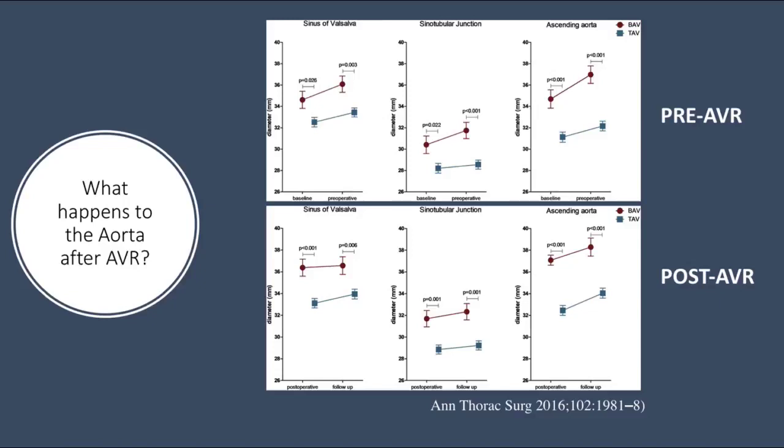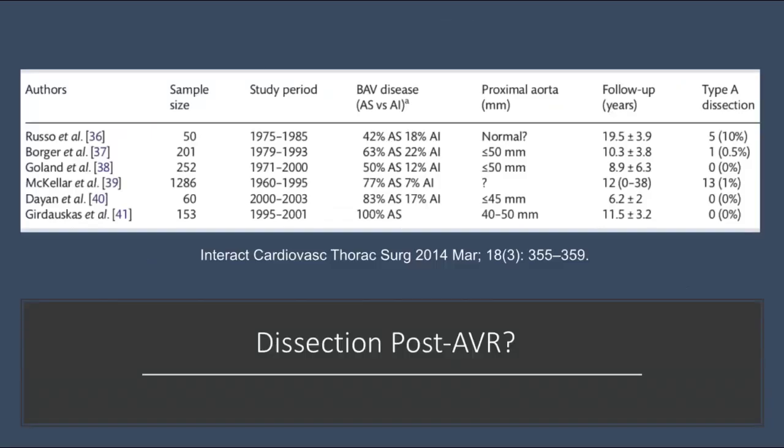Now, this is different from one of the earlier studies in 2003, which suggested individuals with BAV continue to grow despite AVR. So I think the data is a little bit mixed. But more recently, it seems to support the hemodynamic theory.